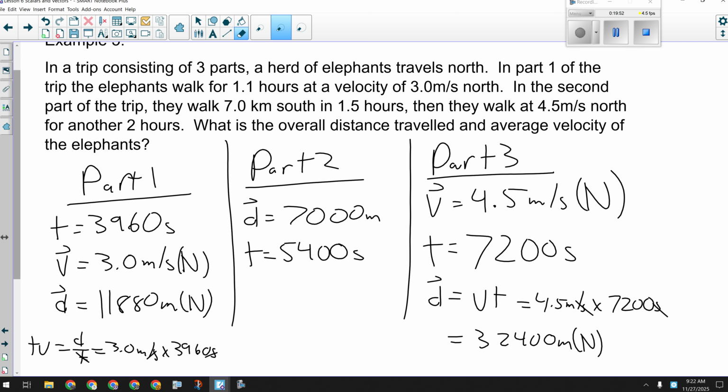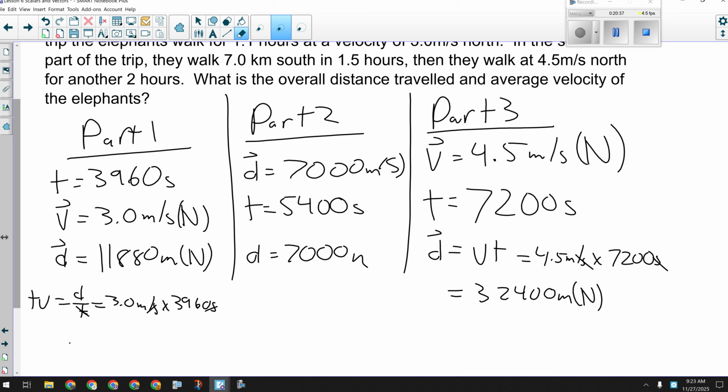Okay, now I have the displacement for each part. And since each part is a straight line, I also have the distance for each part. This is one of those rare cases I was telling you about where distance and displacement can be equal. For each individual part, it's equal because they only walked in a straight line north. So that means their distance is 11,880 meters. I just don't put the north on it. Same for part 2. So instead of 7,000 meters south, which is what I should have written there, the distance is just 7,000 meters. Same is true for part 1.